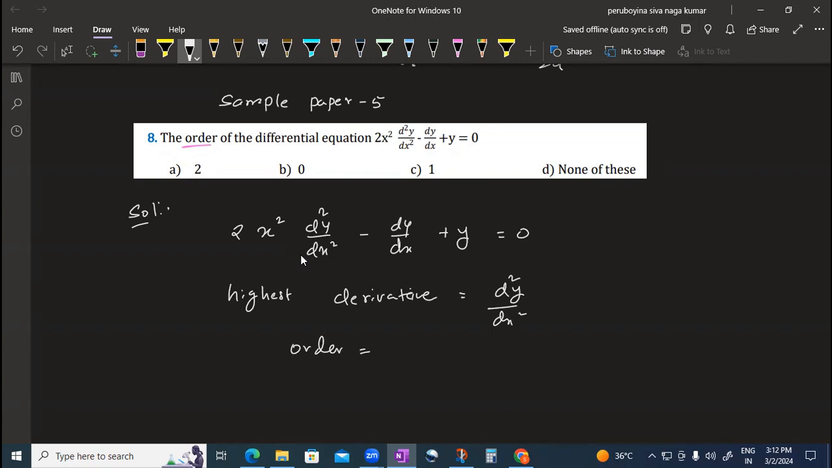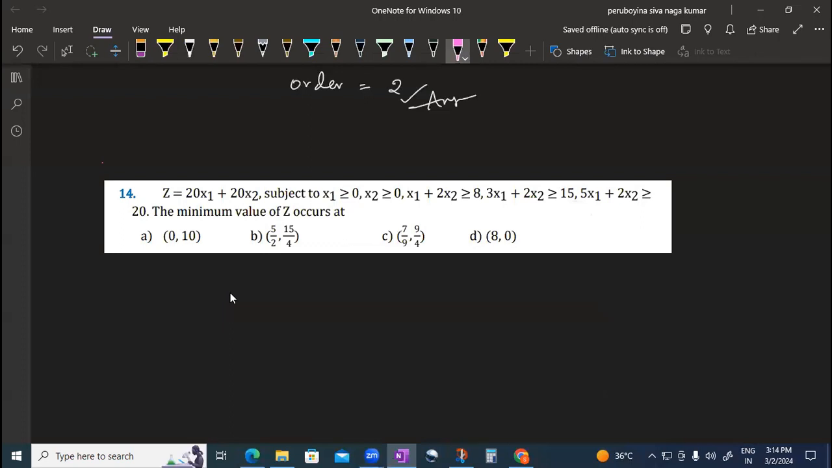He is not talking about the degree. Degree means the power. He is asking how many times it was differentiated. That is what is called order. So the order is 2. 2 is the answer to this question. Option A is correct.